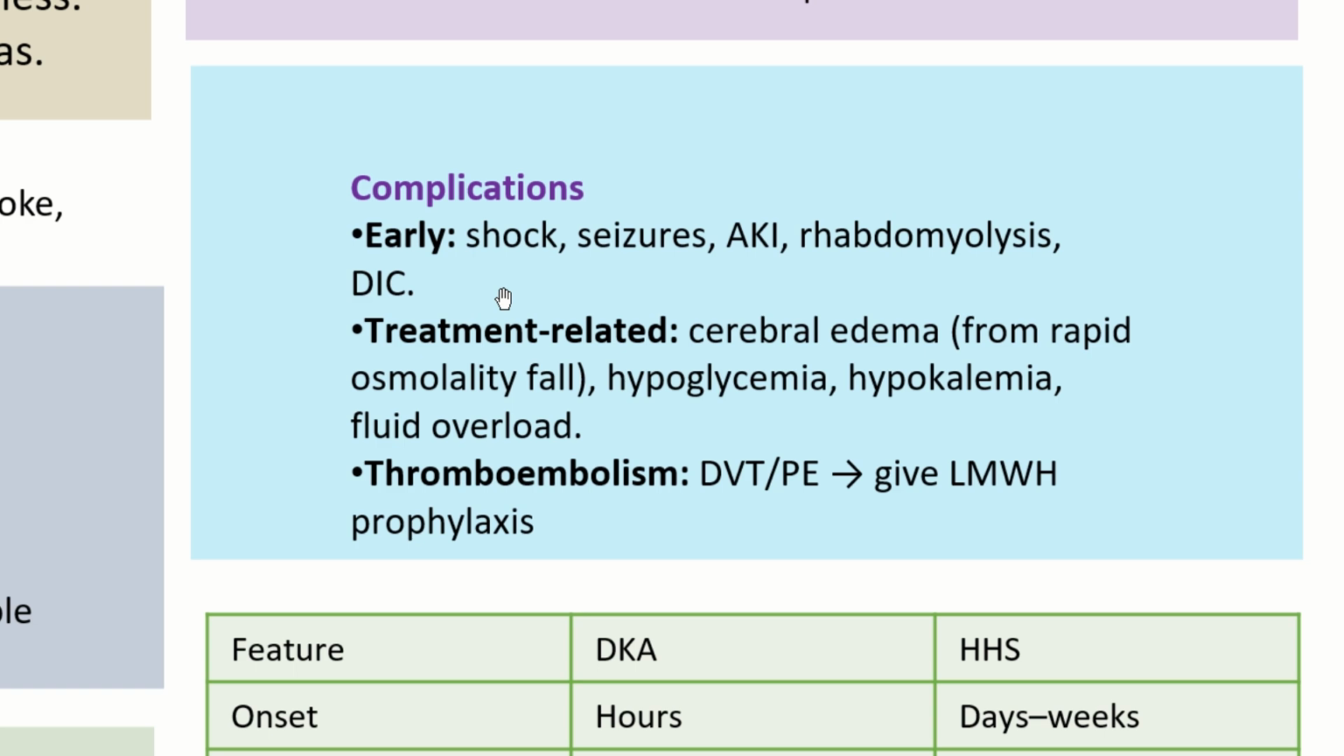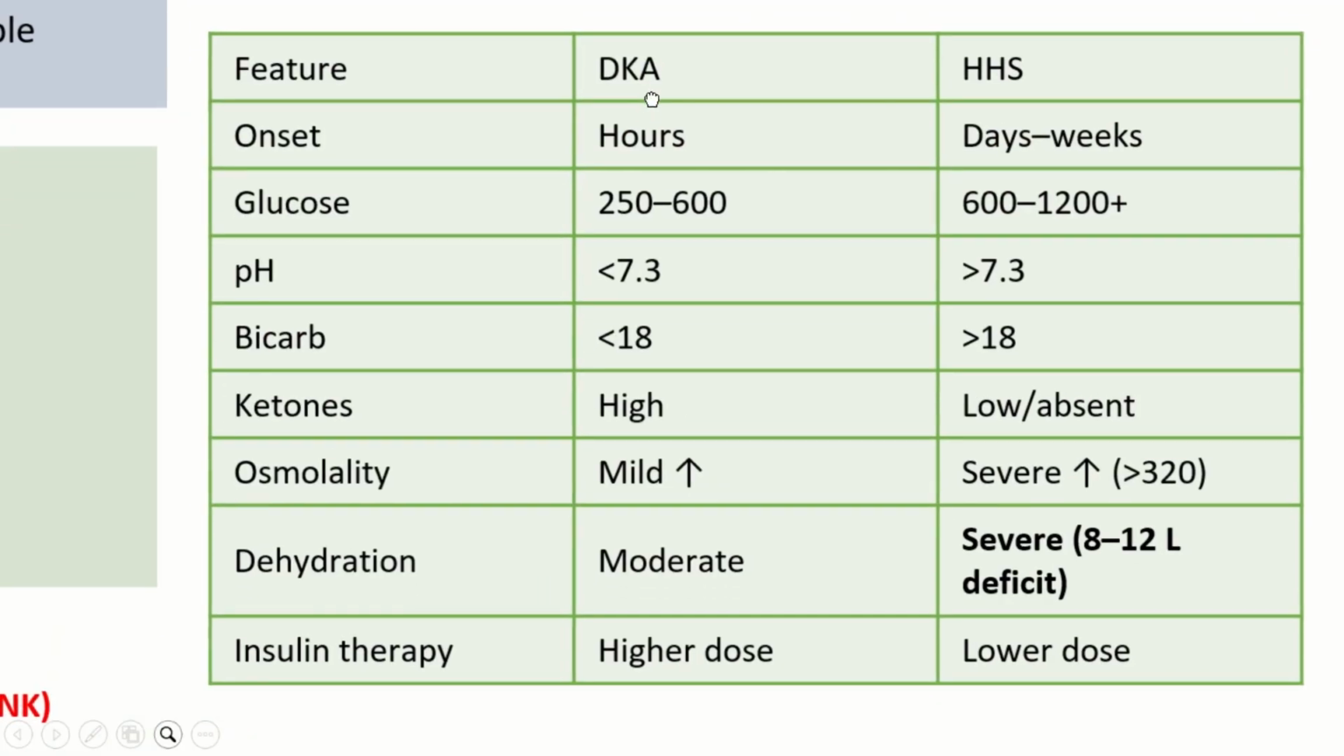So when we look at the differences between DKA and HHS, when you look at the onset, DKA starts within hours, while HHS takes about days to weeks. The glucose levels in DKA are between 250 and 600, while those of HHS begin at 600 to 1200. The pH is going to be low in DKA, while the pH in HHS most of the time is going to be normal. Bicarbonate is normal in HHS, but in DKA, bicarbonate is going to fall because of the acidosis.